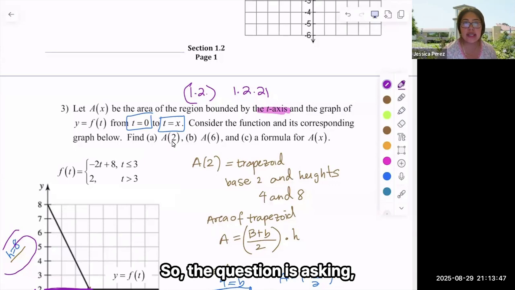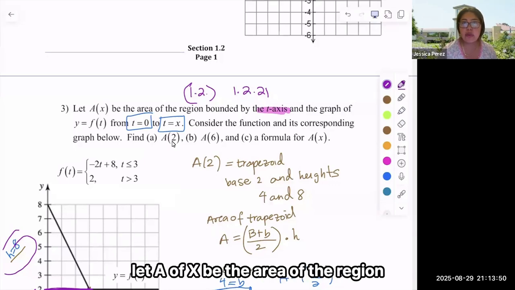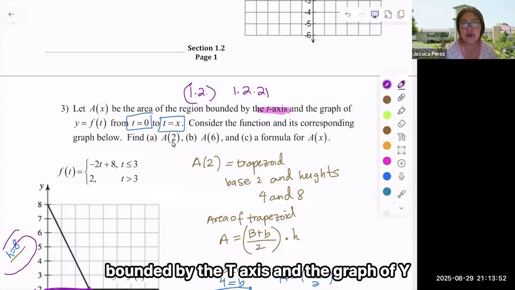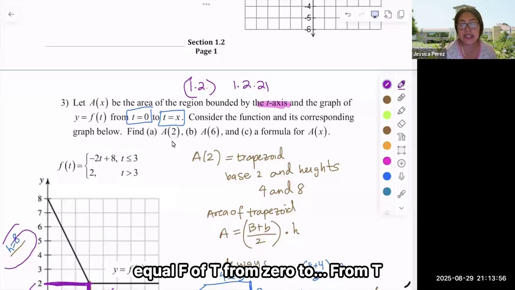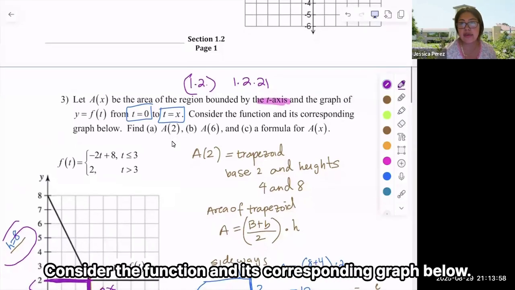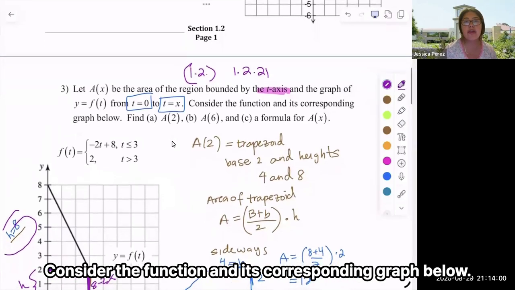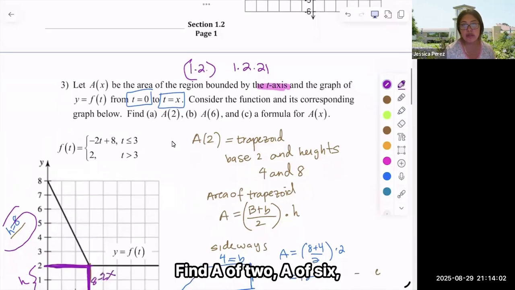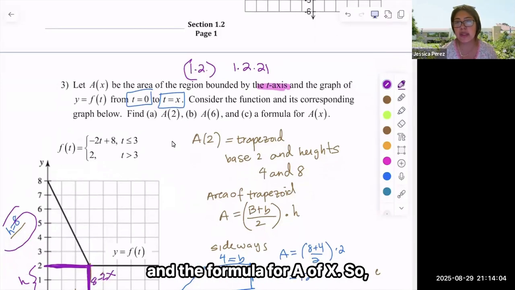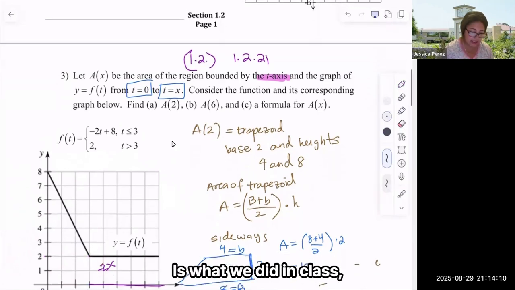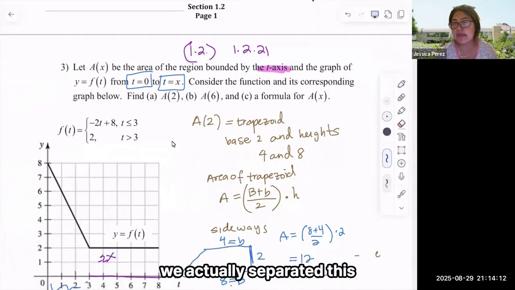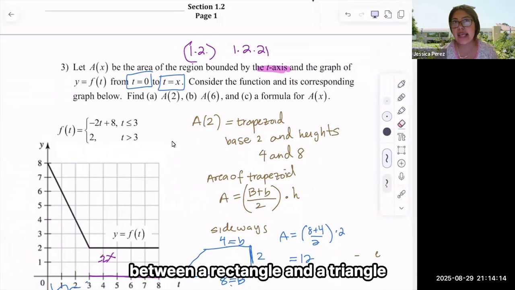So the question is asking, let A of x be the area of the region bounded by the t-axis and the graph of y equals f of t from t equals 0 to x. Consider the function and its corresponding graph below. Find A of 2, A of 6, and the formula for A of x. The first thing that you want to do is what we did in class. We actually separated this between a rectangle and a triangle.